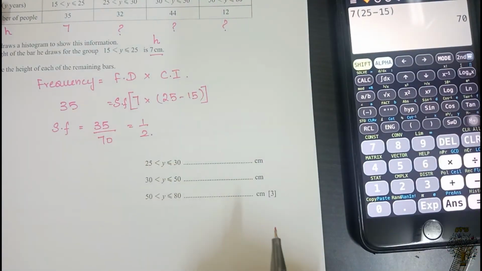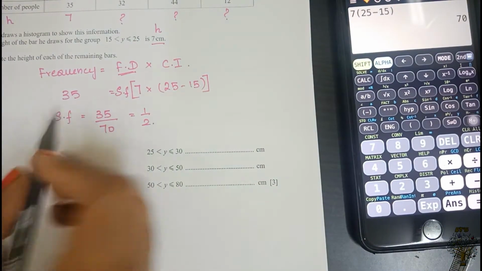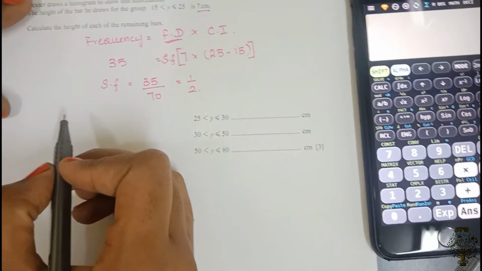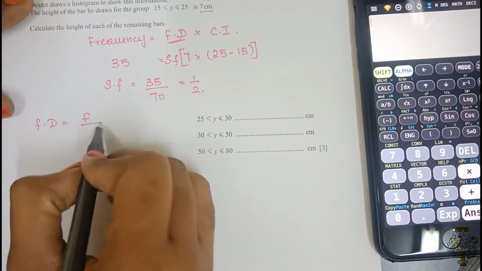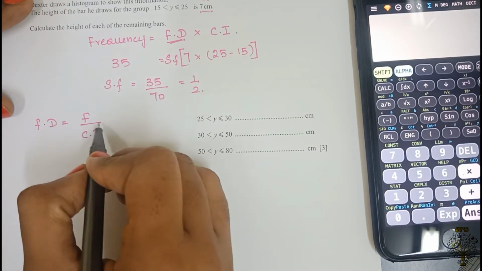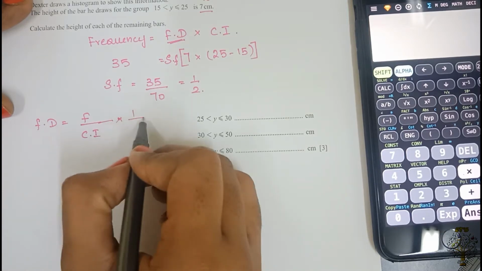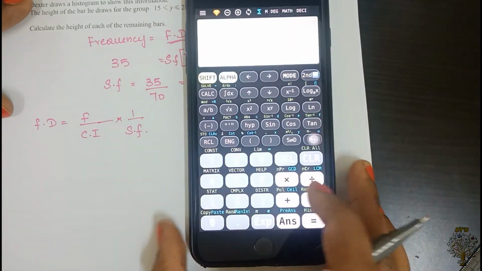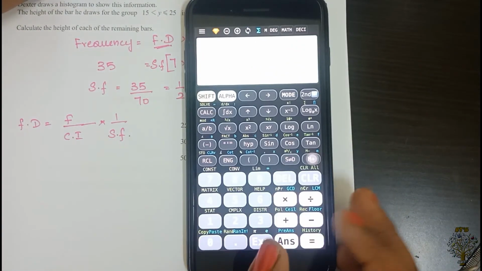Now we are going to find the frequency density for the other three values. So let me first name the formula, then we can substitute directly. Frequency density is equal to frequency divided by class interval, that multiplied with 1 by the scale factor. So I can go on continuing with this. Frequency for the first one is 32.